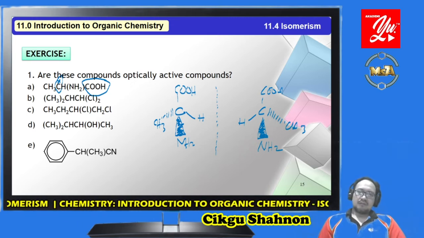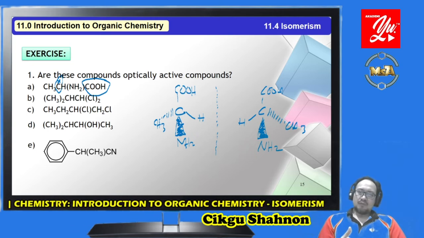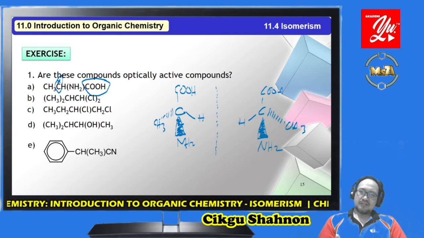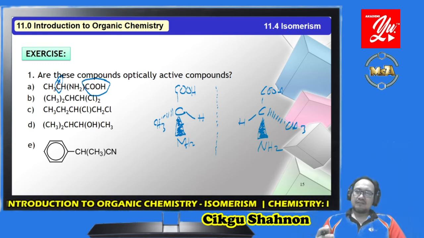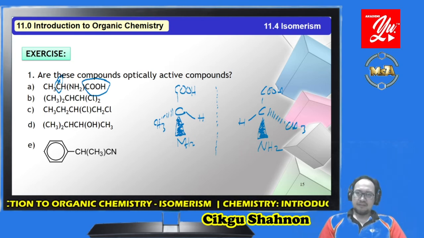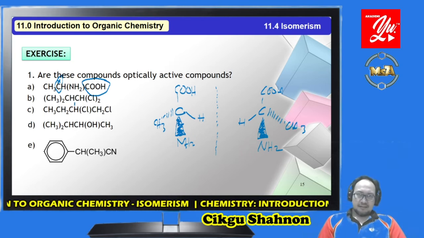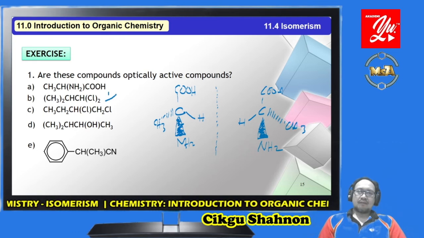Because I draw in three-dimensional, with wedge and dash projection, we call it, and then I draw the mirror image of this, and then I get a pair of mirror images. Look here. B is not optically active. Why?